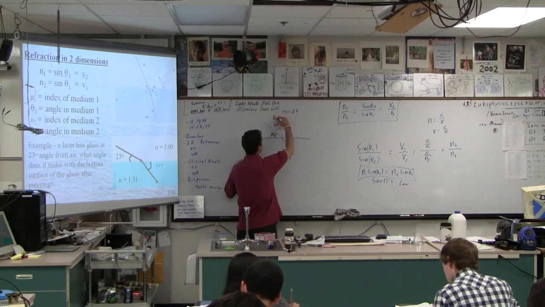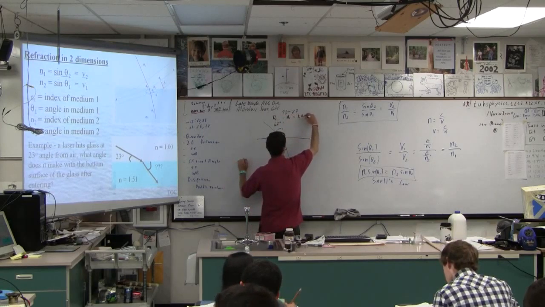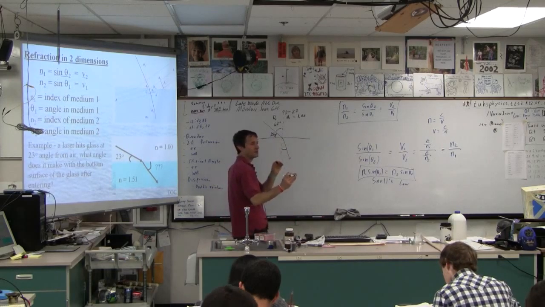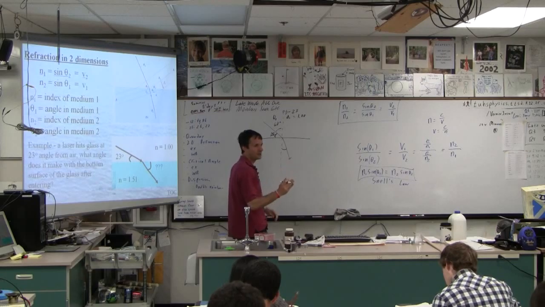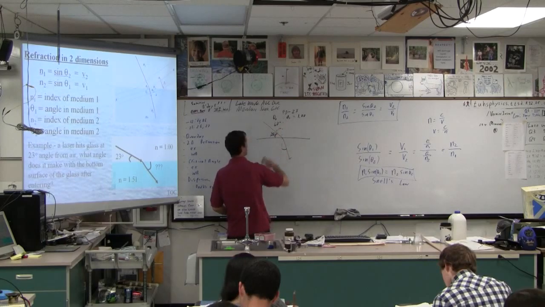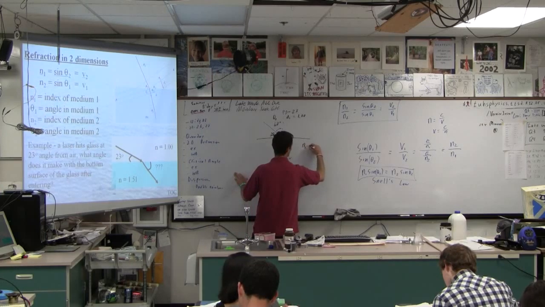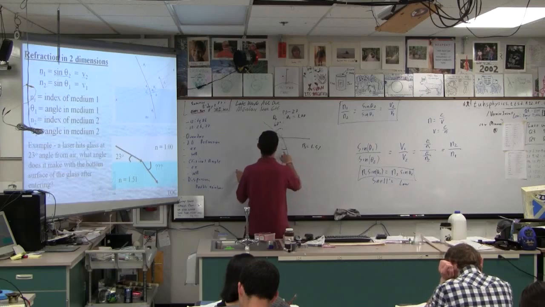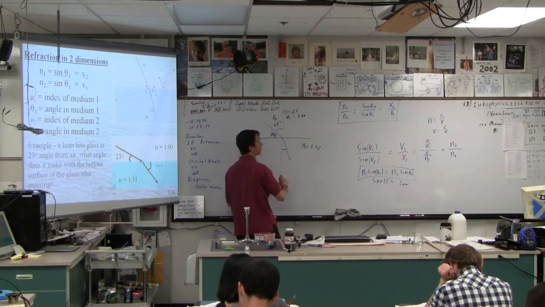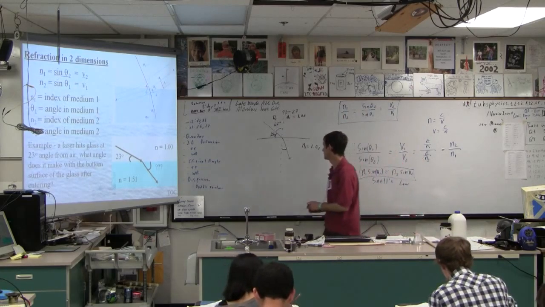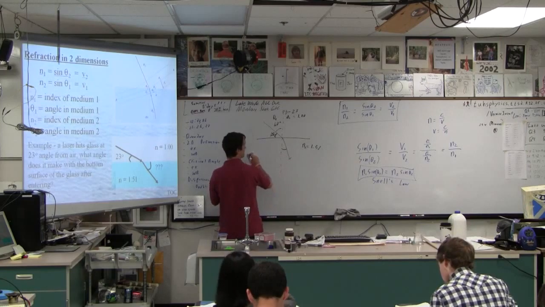This is theta 1. N1, I'm going to say is 1.00. It's really like 1.0003, but with 3 sig figs, certainly it's 1.00. And then N2 is going to be equal to 1.51, and then we can calculate this angle. So let's be good IB students and use it the wrong way that IB writes it.